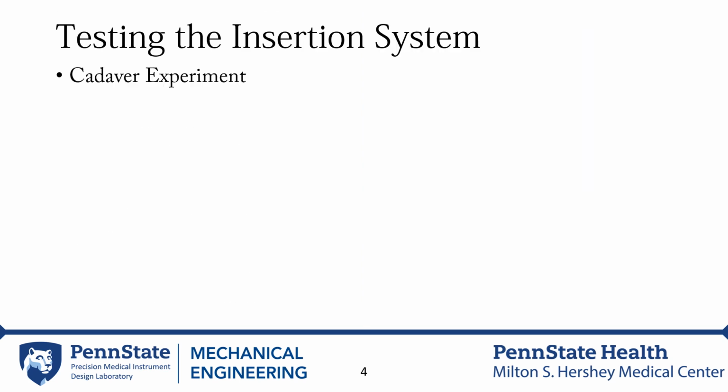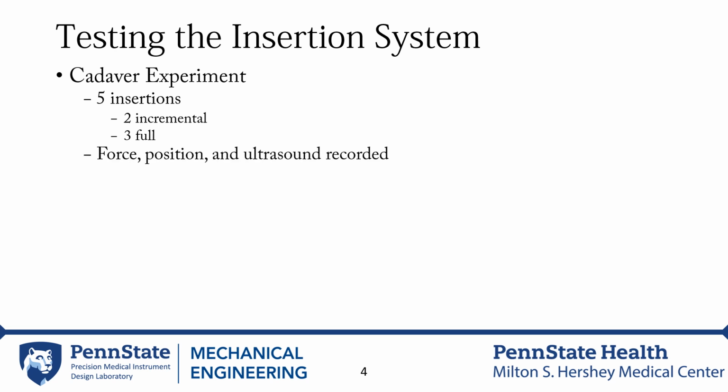The system was deployed in a cadaver experiment to test its ability to sense force and position in a straight line insertion. 5 needle insertions were performed in 2 subgroups. These subgroups consisted of 2 incremental insertions with pauses for ultrasound study and 3 full insertions where the knob was continuously rotated to plunge the needle to a 30 millimeter depth without any pausing. Force and position was recorded during needle advancement for all 5 trials.